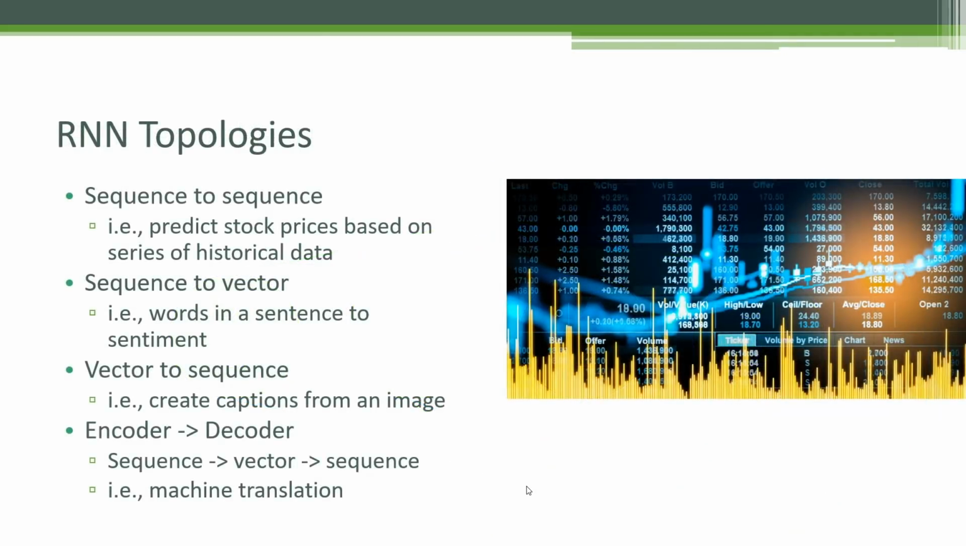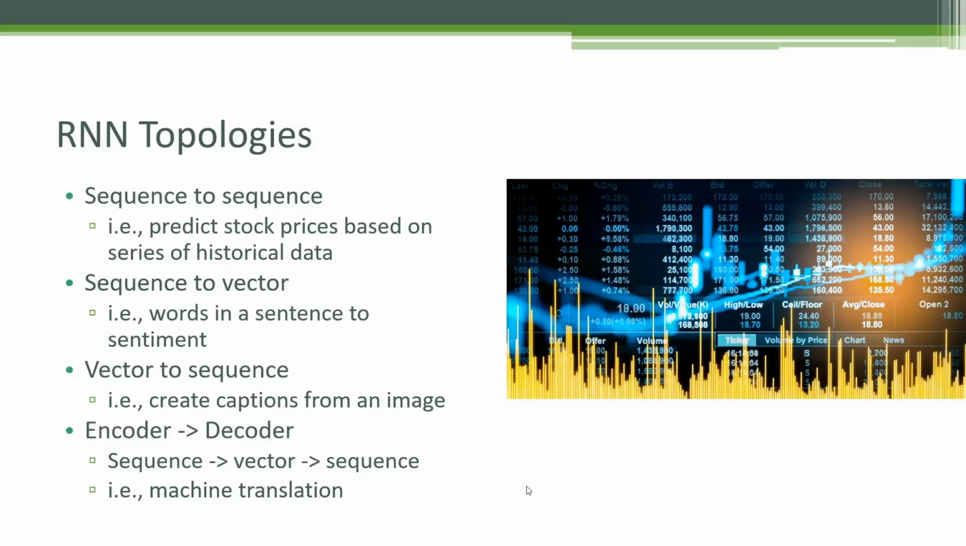RNNs open up a wide range of possibilities because now we have the ability to deal not just with vectors of information, static snapshots of some sort of a state, we can also deal with sequences of data as well. So there are 4 different combinations here that you can deal with. We can deal with sequence-to-sequence neural networks. If the input is a time series or some sort of sequence of data, we can also have an output that is a time series or some sequence of data as well. So if you're trying to predict stock prices in the future based on historical trades, that might be an example of sequence-to-sequence topology.